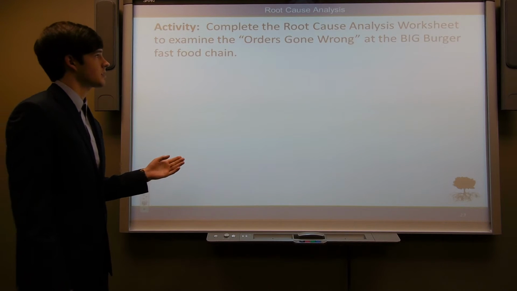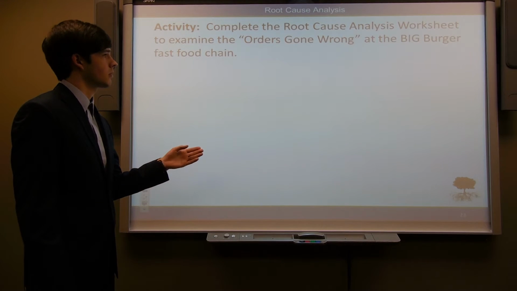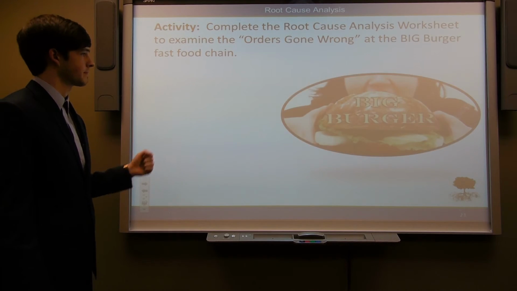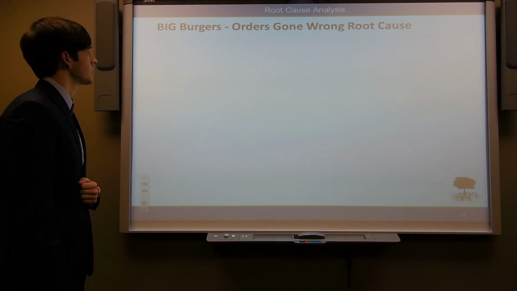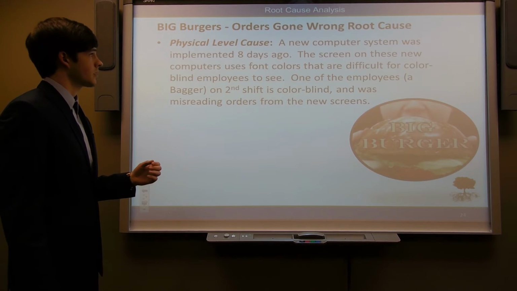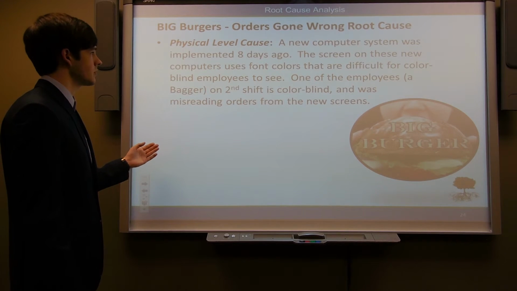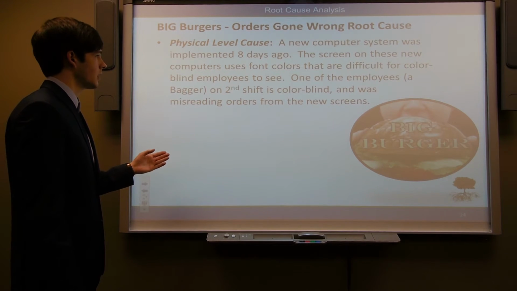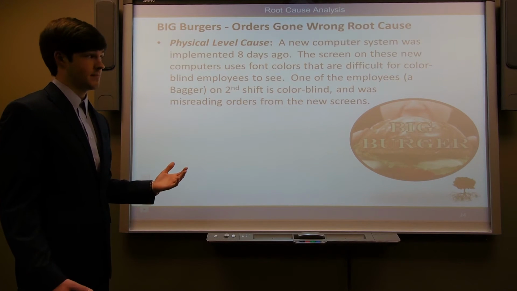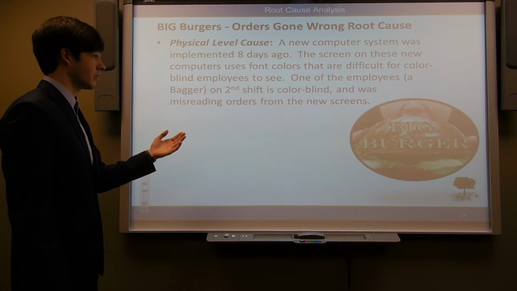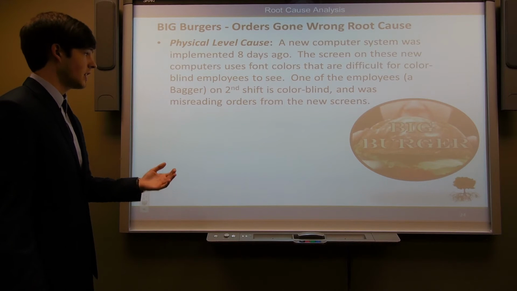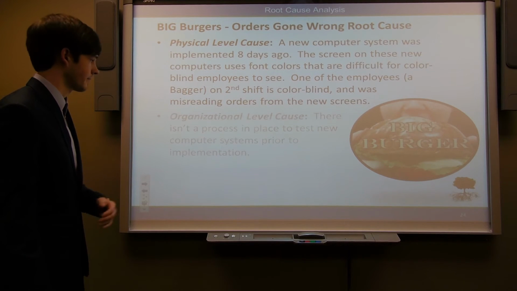Activity. Complete the root cause analysis worksheet to examine the orders gone wrong at the Big Burger fast food chain. Physical level cause: a new computer system was implemented 8 days ago. The screen on these new computers uses font colors that are difficult for colorblind employees to see. One of the employees, a bagger on second shift, is colorblind and was misreading orders from the new screens.